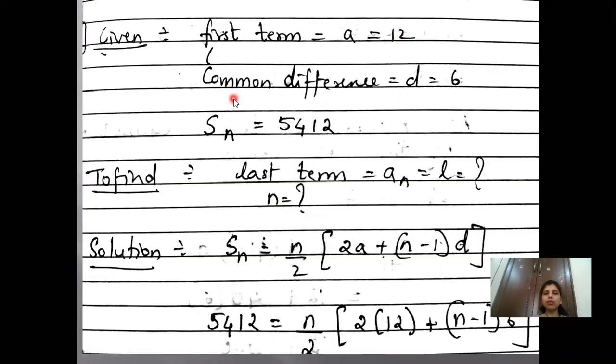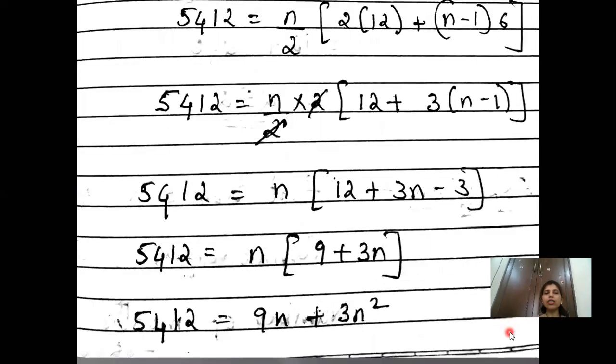First term, common difference and Sn we have to list as given. To find is the last term, and whenever you want to find the last term, it's very important to know n. So first we'll be finding the value of n using the formula Sn is equal to n upon 2 bracket 2a plus (n minus 1)d. Now as the value of Sn is 5412, we'll be substituting that: n upon 2 bracket 2 into 12 plus (n minus 1) into d, whose value is given to us as 6.